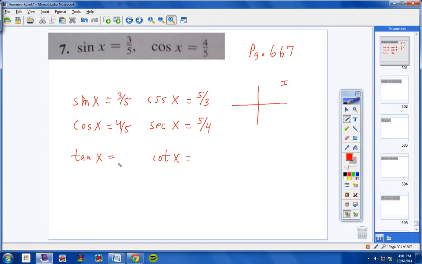Now tangent of x. Tangent of x equals sine over cosine. If I take 3/5 divided by 4/5, I will get 3/4. So the tangent of x is 3/4, and so the cotangent would then be 4/3. All right, let's move on to number 9.